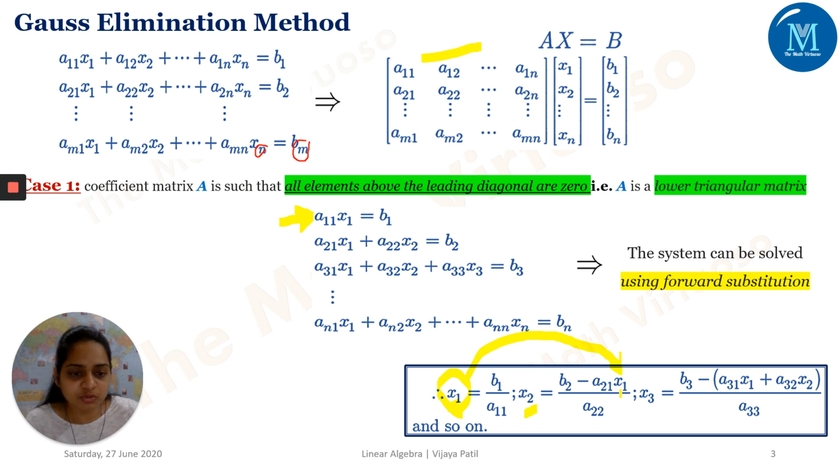Now we have got the values of x1 and x2, then we take the help of those values to get the next value, that of x3, and so on. Similarly, using the previous, we find the next. This is the way we can solve case one, the first case.